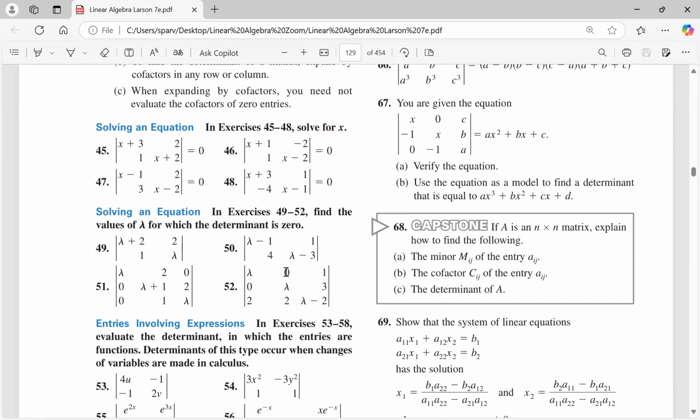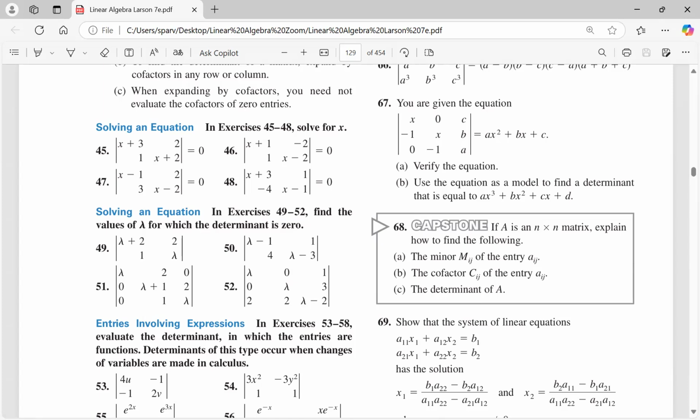Now, number 52, I'm going to copy it. And again, in a moment, I'll show you my notepad. So we're doing number 52, folks. So the determinant of lambda, 0, 2, 0, lambda, 2, 1, 3, and lambda minus 2. You're going to find that determinant and then set it equal to 0. It says find lambda by setting it equal to 0. Okay.